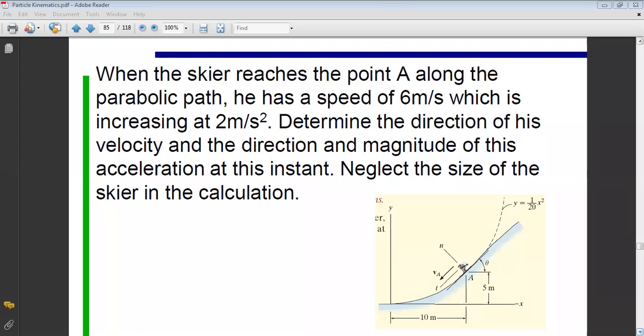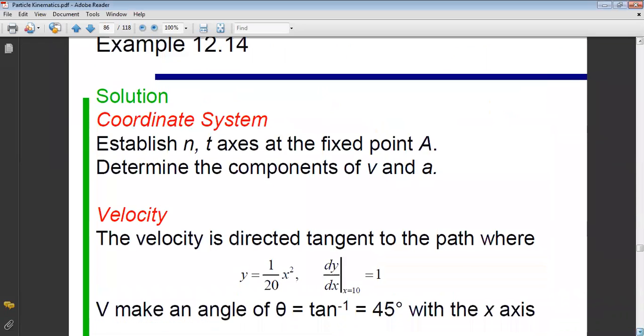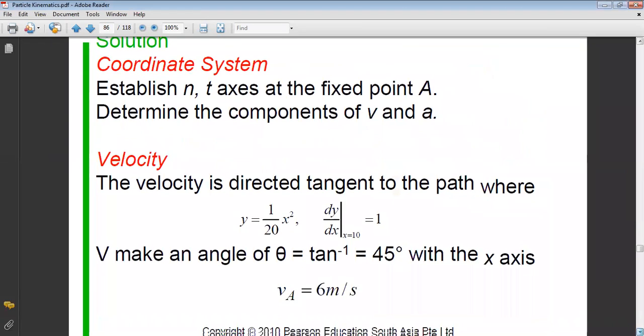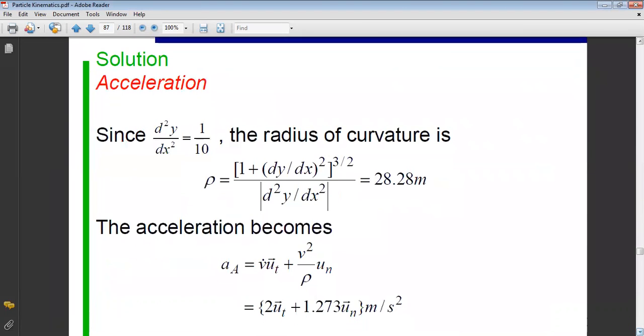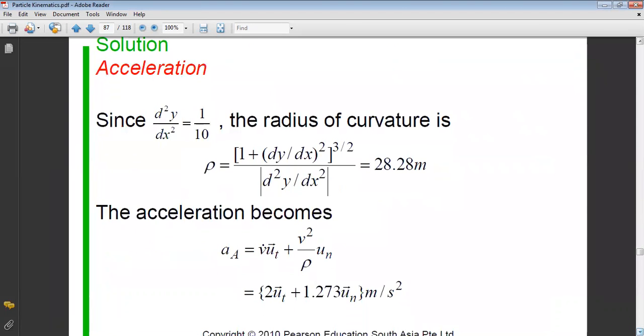So replacing here, as you can see, we do the calculation. We get that rho is 28.28. And now all I have to do is to say that my vector acceleration is equal to dv by dt ut plus v square over rho un. I get the components along ut and un.